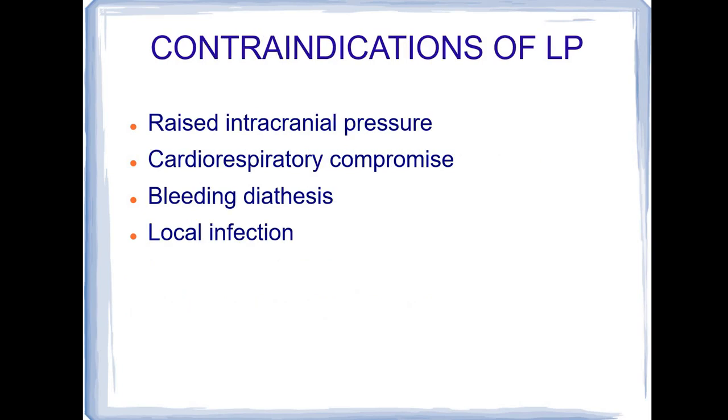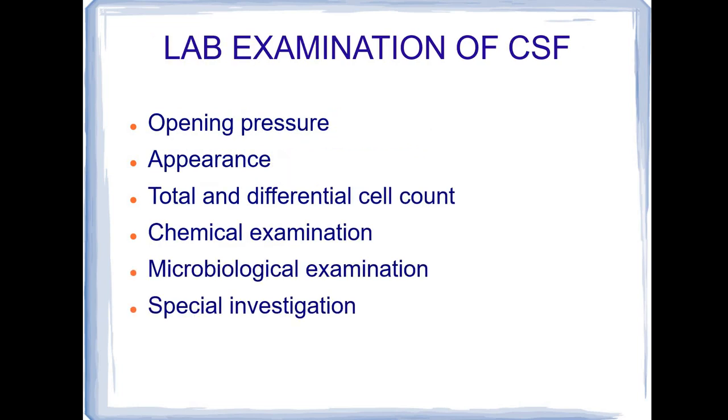Now, the contraindications, where you should not do a lumbar puncture, is when the patient is having raised ICP. Don't perform it, because it can cause herniation of the brain. Second, if the patient is not stable, has a cardiorespiratory compromise, or has certain bleeding diathesis or a localized infection at the level of L3, L4 or L4, L5, then do not perform an LP. Once the CSF is drained, you send it to the lab. It has to be sent in glass bottles, and immediately. The CSF report should typically be given within 1 hour by the pathologist.